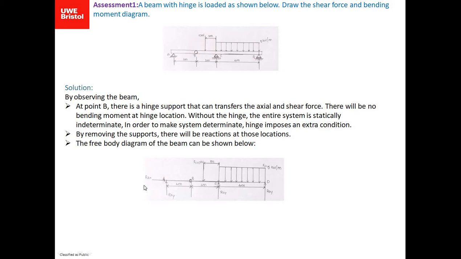By removing these supports, at point A we will have two directional reaction forces, and at the hinge there will be no moment, as we discussed before. Without the hinge the entire system would be statically indeterminate, so in order to make the system determinate, the hinge imposes an extra condition. The other two supports are rollers, and we will have only single directional reaction forces at the locations C and D.